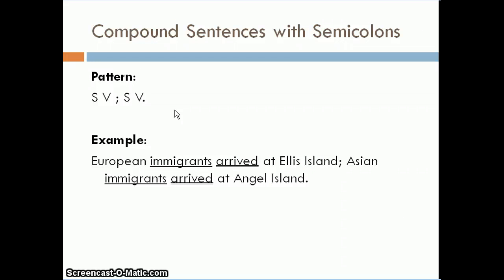The second type of compound sentence is when we use a semicolon to connect the two independent clauses. The semicolon can be used all by itself to connect the two independent clauses to form a strong compound sentence. And generally, we would only use a semicolon when there is a clear connection between the ideas in the first clause and the second clause. So in this example, we can use a semicolon. European immigrants arrived at Ellis Island; Asian immigrants arrived at Angel Island. Both of the clauses are about the same topic, so we can use a semicolon because the relationship between the ideas of the two clauses is clear, it's evident.